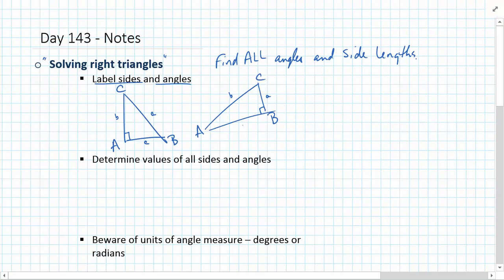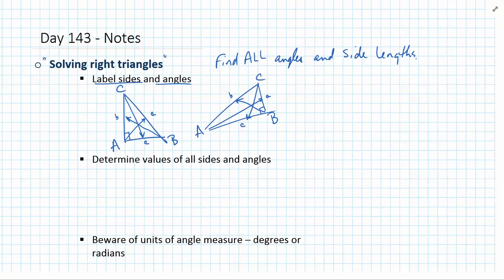And if you look closely here, you can see the pattern that I use to label each of these sides. Each side length letter matches the angle letter that it's across from. So angle A points across to side length A, angle B points across to side length B, and angle C points across to side length C.